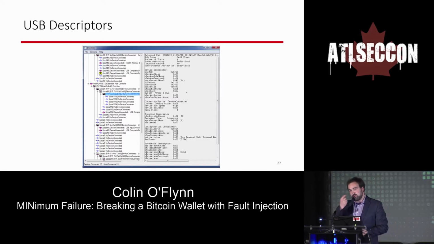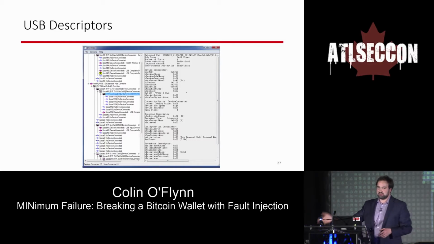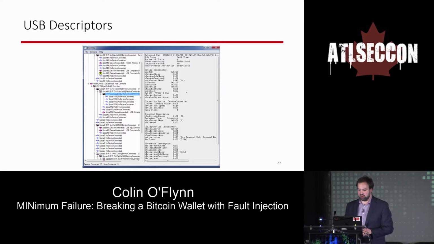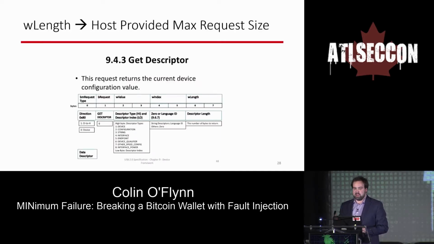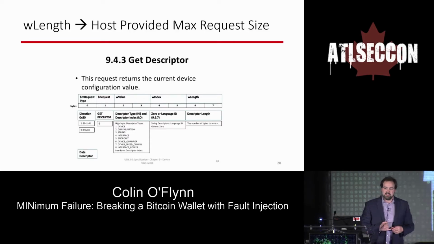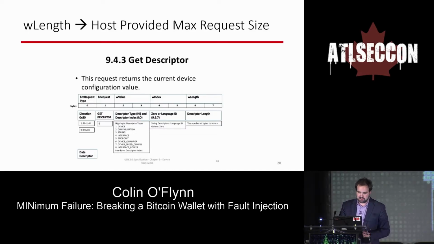Each of the descriptors has a certain length. It includes many optional components. So the computer has to ask the device, please send me as much data as I need to understand what you are and how I talk to you. This is done in this request. So there's this get descriptor request. And it returns basically some information on what the actual device is set up as.